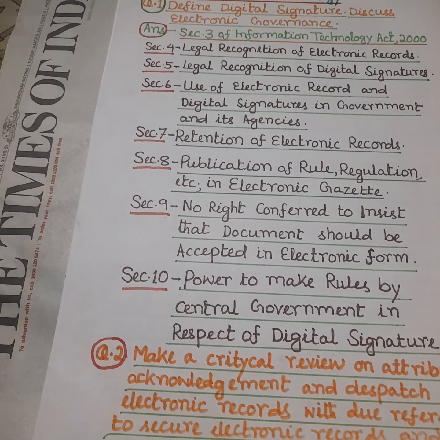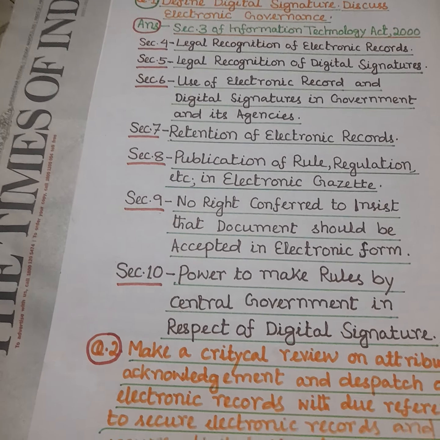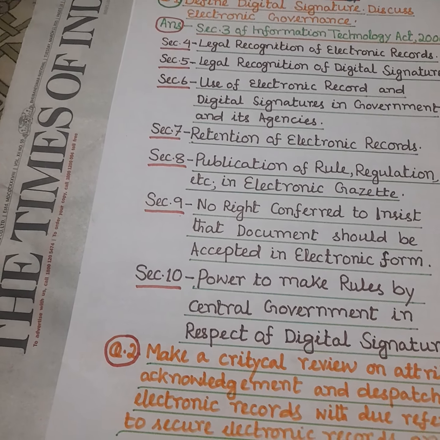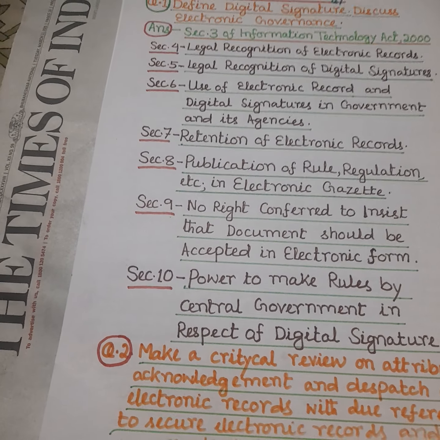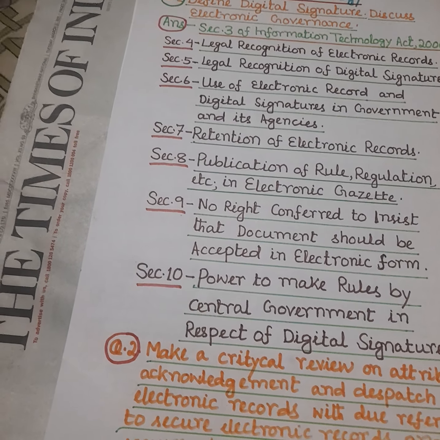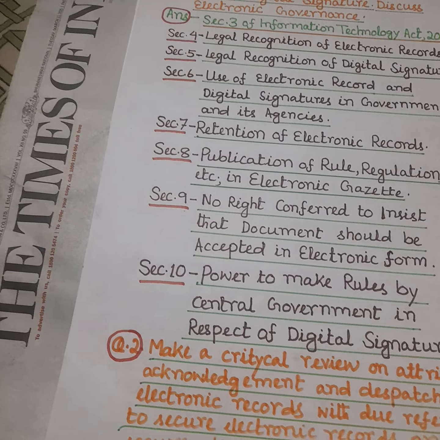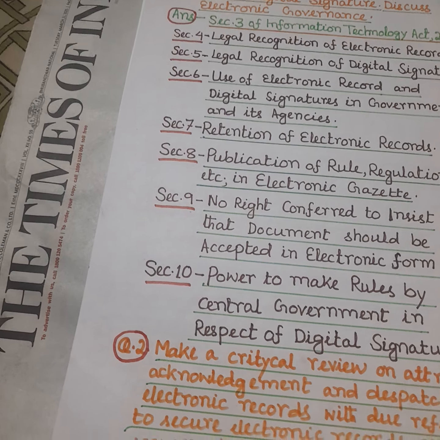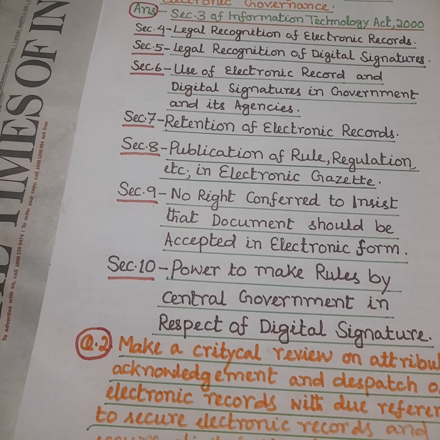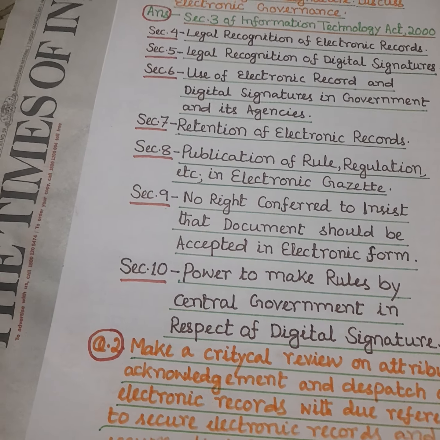And now we would like to discuss electronic governance, as it is provided under Section 4, which is the legal recognition of electronic records. Where any law provides that information or any other matter shall be in writing or in typewritten or printed form, then notwithstanding anything contained in such law, such requirement shall be deemed to have been satisfied if such information or matter is rendered or made available in an electronic form and accessible so as to be usable for a subsequent reference.